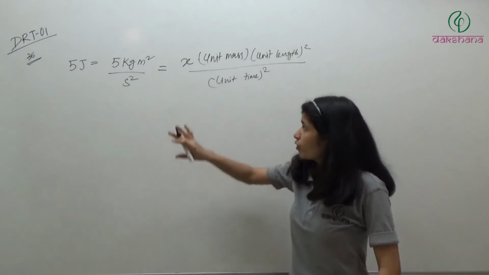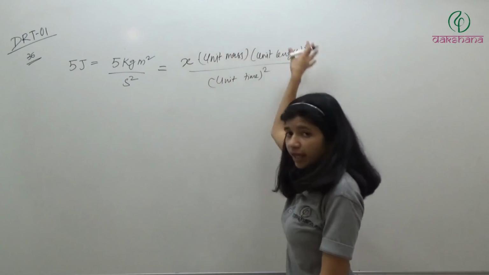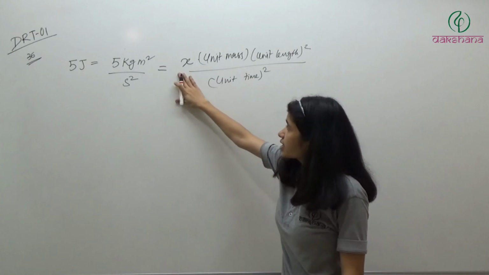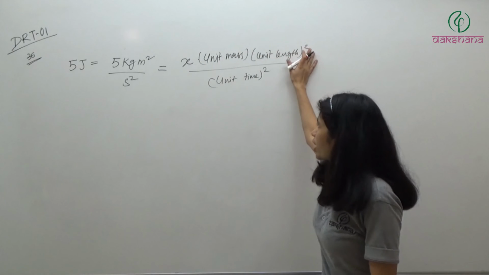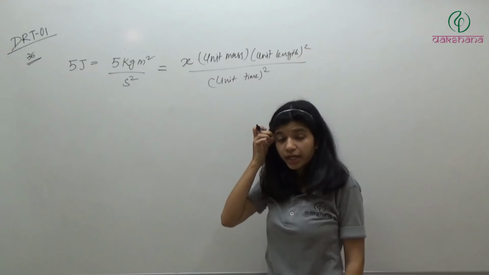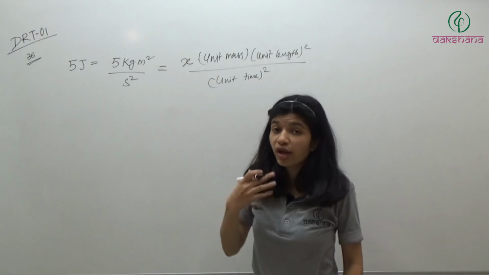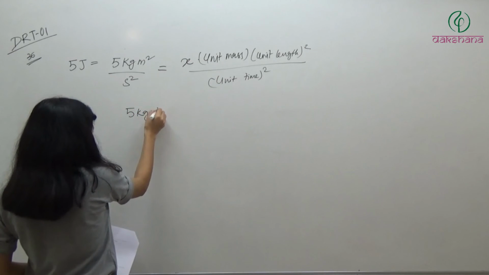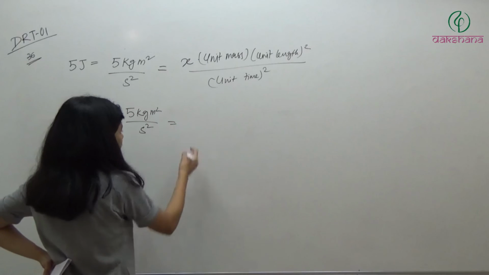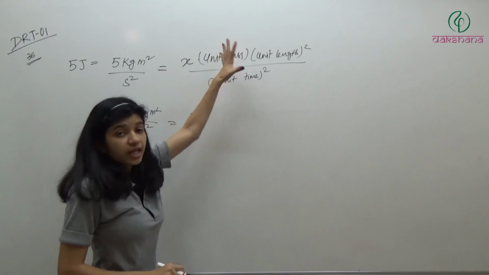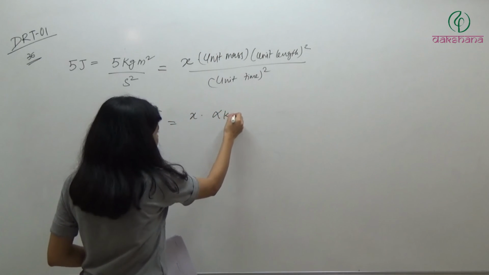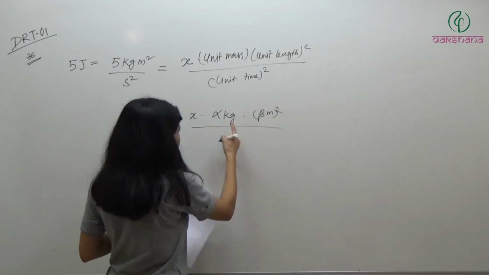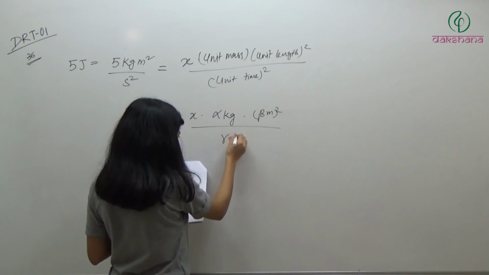When you represent the quantity in the new system of units, we write x into this unit mass, square of unit length, square of unit time, correct? And in that case the value will change because you have changed the units. So now 5 kg meter square per second square is equal to x times that. Now unit mass in the new system is alpha kg, unit length in the new system is beta meter and unit time in the new system is gamma second.